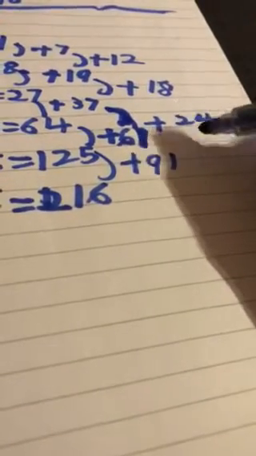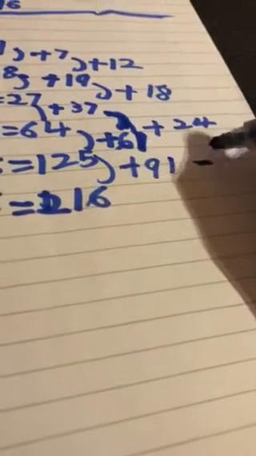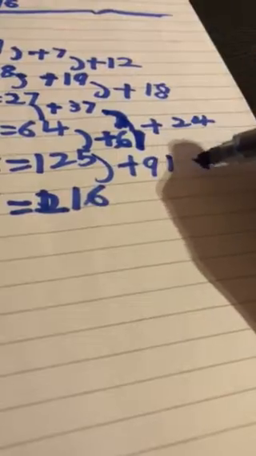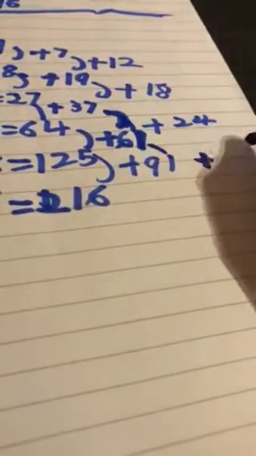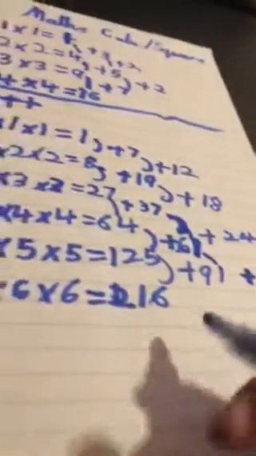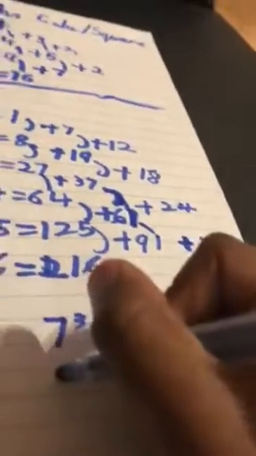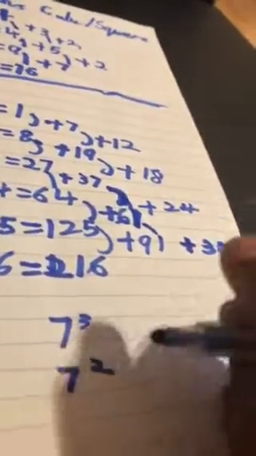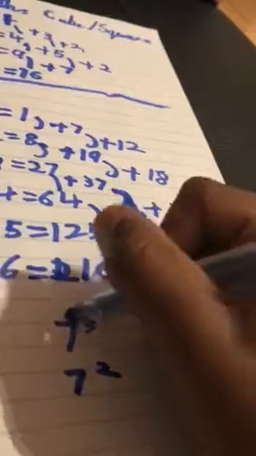Next it will be plus 30. So now you have to do plus 36 to 91 to get 7 cubed. Just in case you didn't know, cube numbers look like this and square numbers look like this. It is a fact, but just to show you.